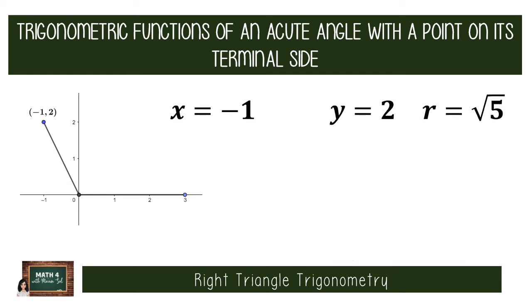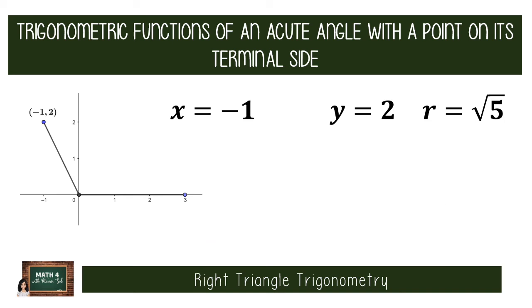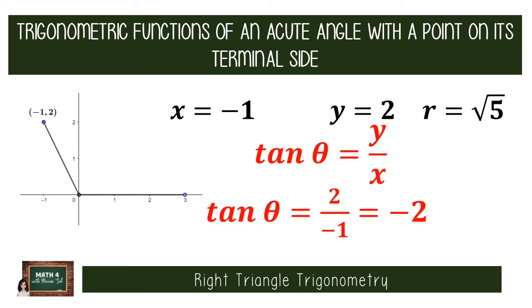We proceed to solving for the value of cosine theta. Cosine theta is equal to x over r. Therefore, cosine theta is equal to negative 1 over the square root of 5. Or by rationalizing it, we obtain negative square root of 5 all over 5. Third, tangent theta is equal to y over x. Thus, tangent theta is equal to 2 over negative 1, or negative 2.